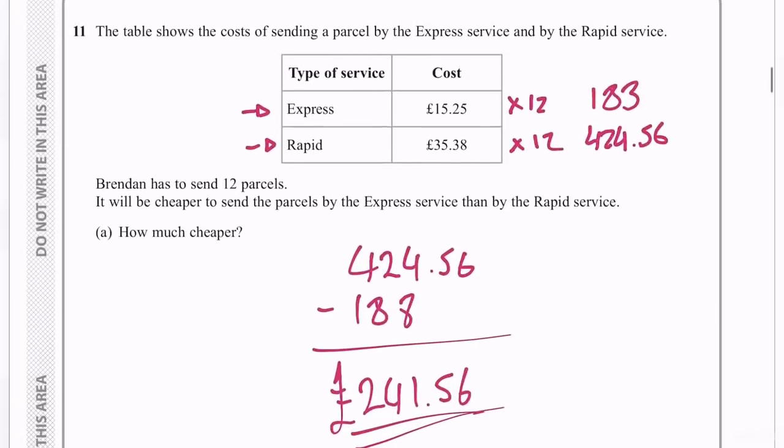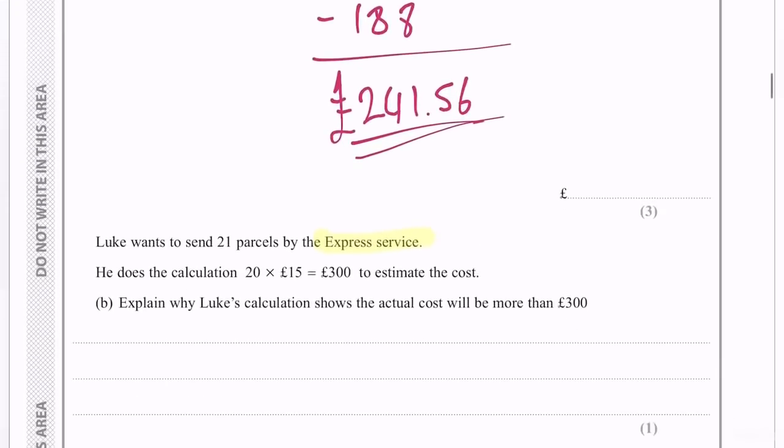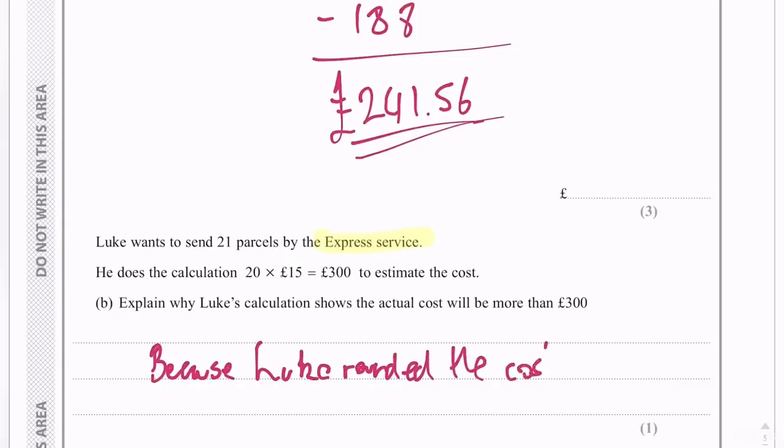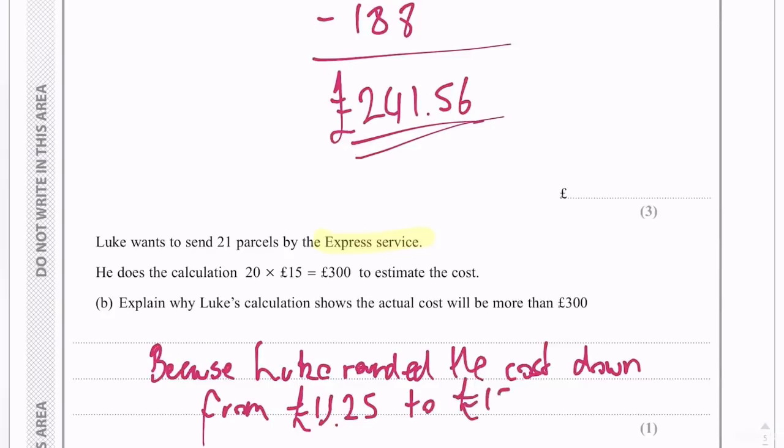Now the express service is actually £15.25. It says that up the top. So the reason it's going to be more is because he's rounded it down. Okay, because Luke rounded the cost down. And he could say he rounded it down from the £15.25 to £15.